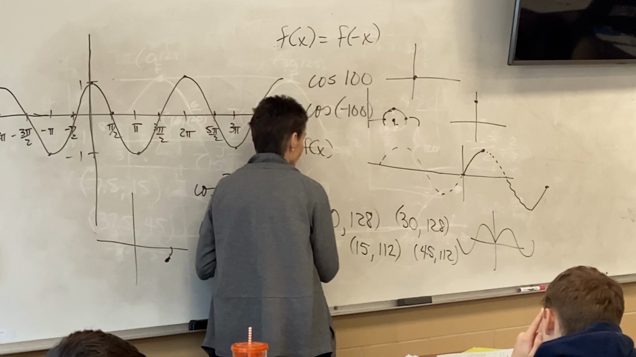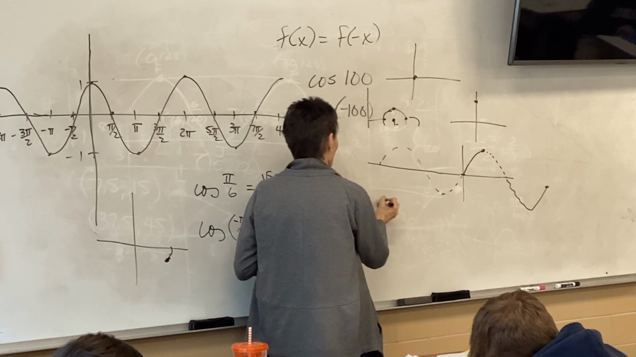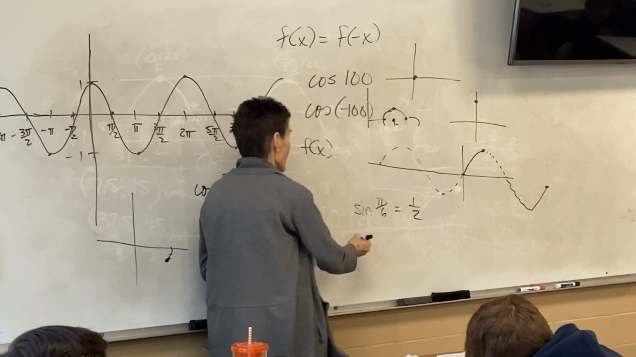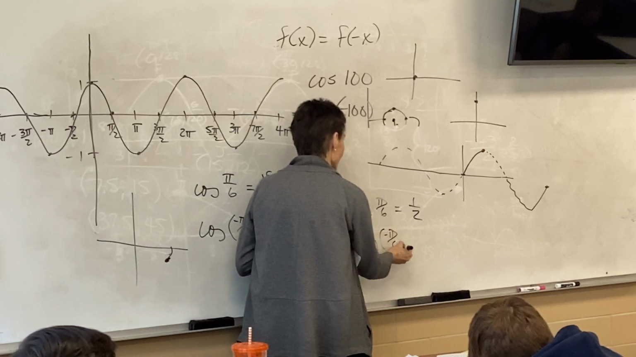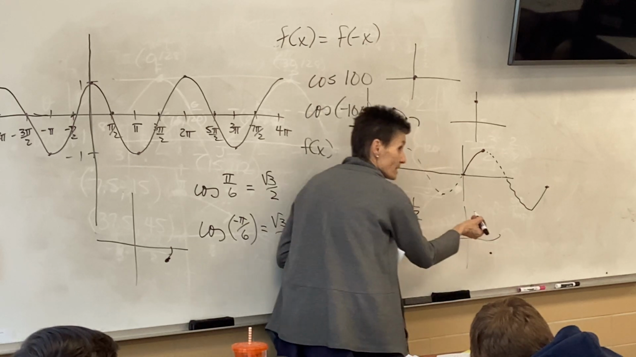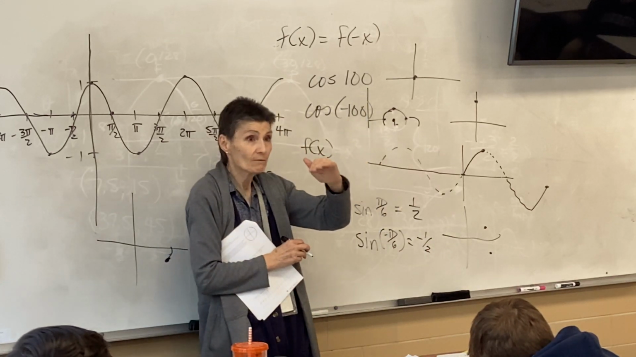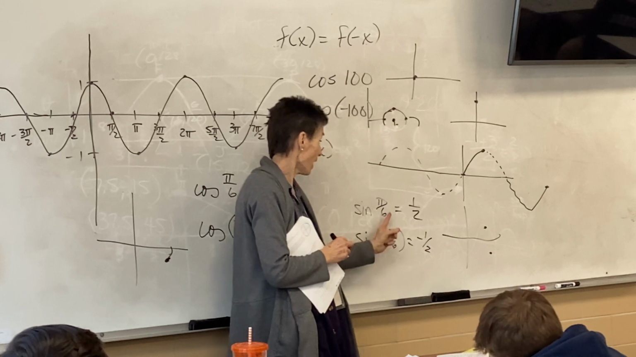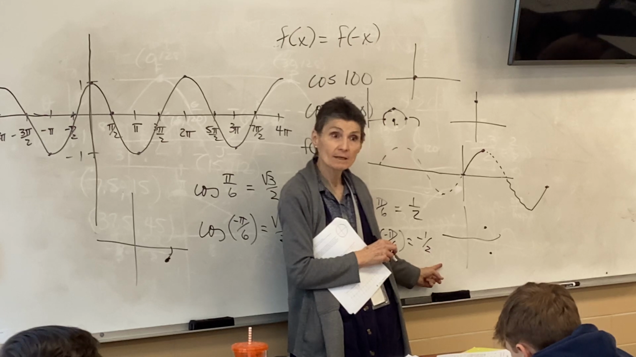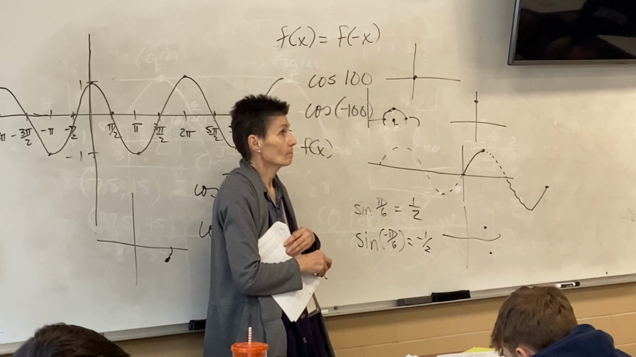If I said to you, find the sine of pi over 6, I hope you would all say 1/2. But the sine of negative pi over 6, keep in mind, here's pi over 6, here's negative pi over 6. That would be negative 1/2. So with an odd function, changing the sign on the input changes the sign on the output. Sine is odd. Okay?